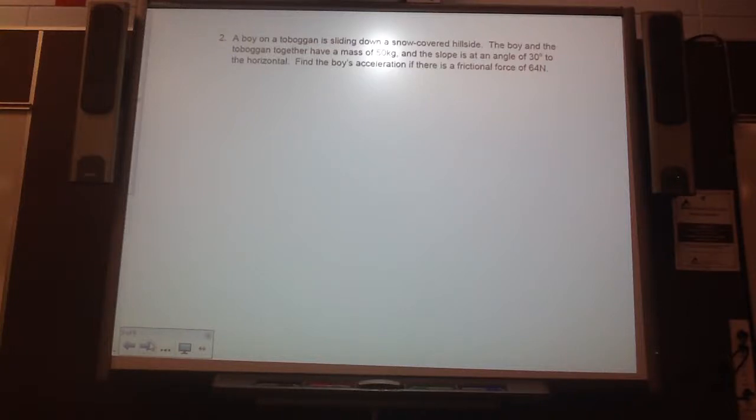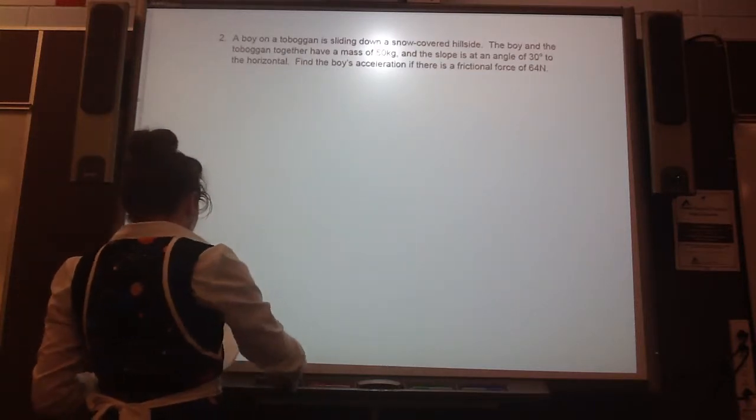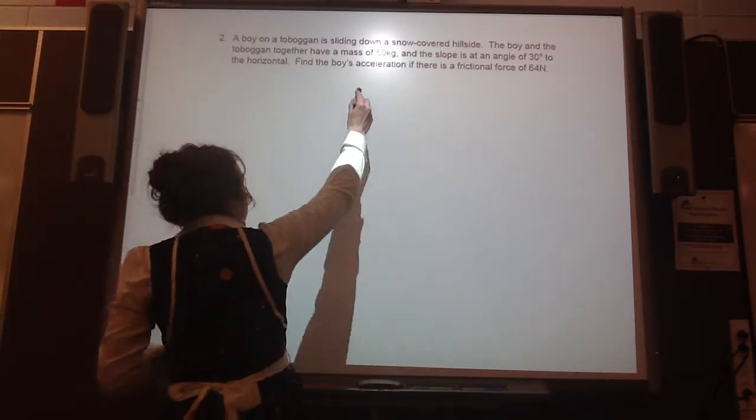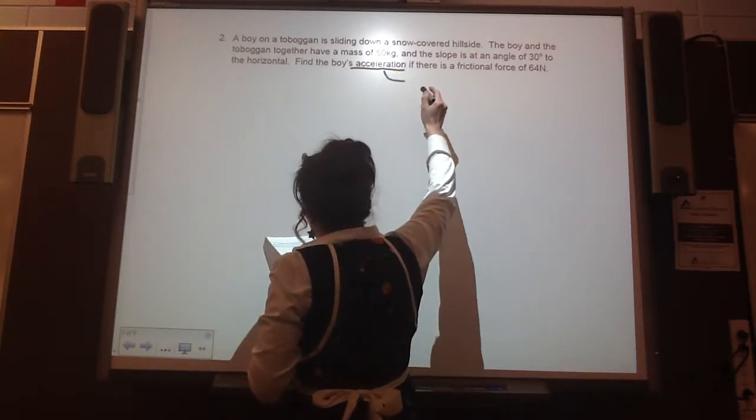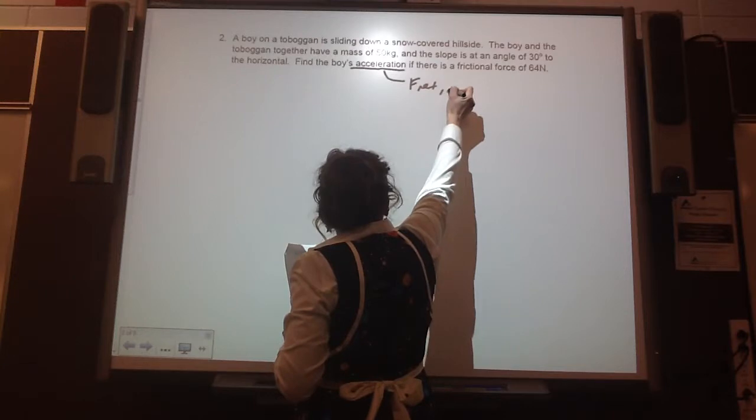All right, a boy on a toboggan is sliding down a snow-covered hillside. The boy and the toboggan together have a mass of 50 kilograms and the slope is at an angle of 30 degrees to the horizontal. Find the boy's acceleration if there is a frictional force of 64 newtons. So again, where it says acceleration, that means we are looking for an F-net parallel. We need to find that out.